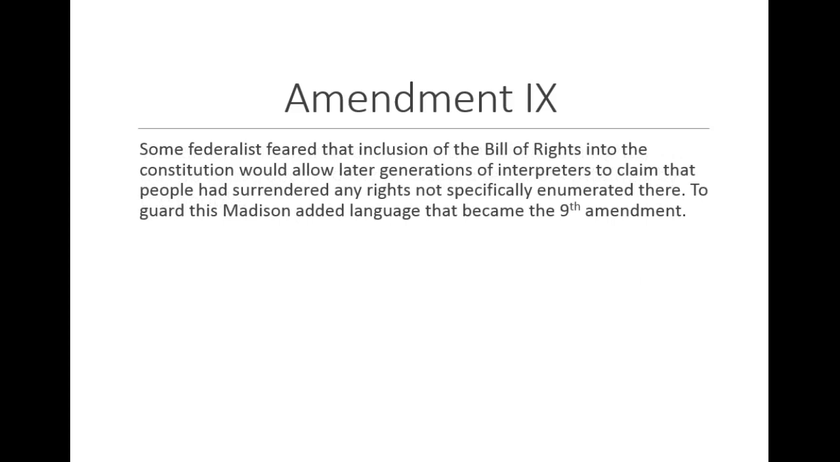Some Federalists feared that inclusion of the Bill of Rights into the Constitution would allow later generations of interpreters to claim that people had surrendered any rights not specifically enumerated there. To guard against this, Madison added language to become the 9th Amendment.